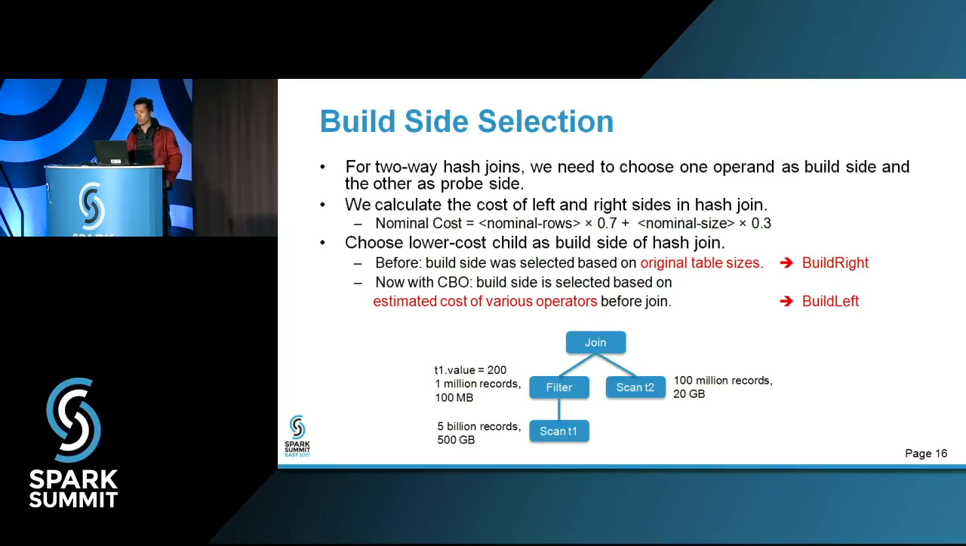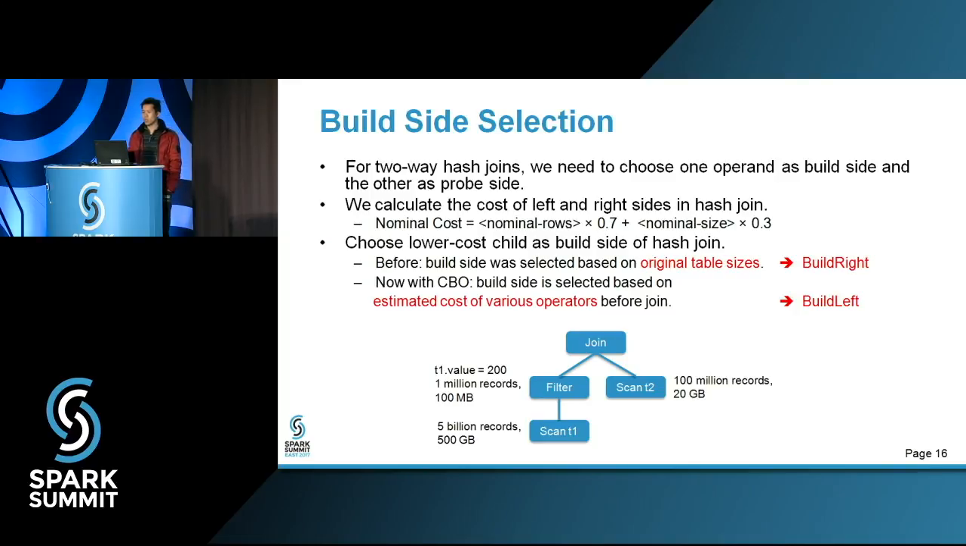Suppose we have a join of two tables, T1 and T2, and T1 has a filter on it. The original table T1 has 5 billion records and 500 gigabytes of size, and T2 say has 100 million records and 20 gigabytes. Because previously in Spark, we cannot know the filter factor of the filter operation, the size of the left side is the same as the original table size of T1. So the size of the left side in this case is larger than the right side. So we will choose build right.